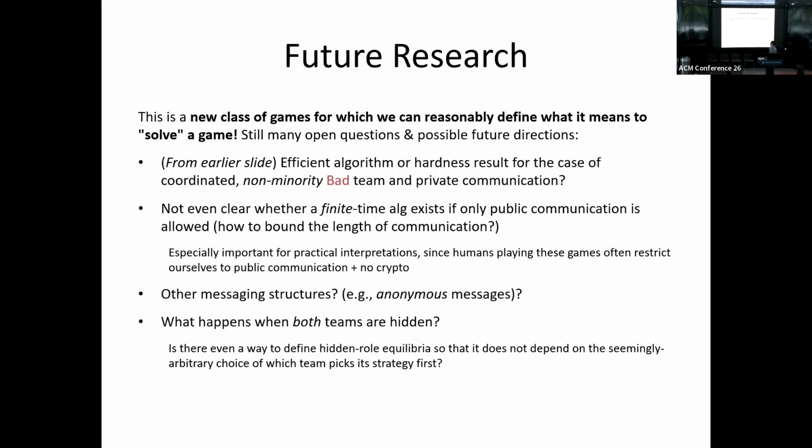And also, what happens when both teams are hidden? We have a little bit of discussion about this in the paper, but suffice to say, it becomes even hard to define what the right notion of equilibrium is, because now you have to make a decision about who is the one to commit. And that's not an obvious decision, because as I alluded to before, the reason why we make the good team the one to commit is because the good team is the one with the private, hidden information. But if both sides have hidden roles, who should be the one to commit? There is no minimax theorem, so in some sense you really have to decide this somehow, and it's not clear how to do it. And that's all I have.